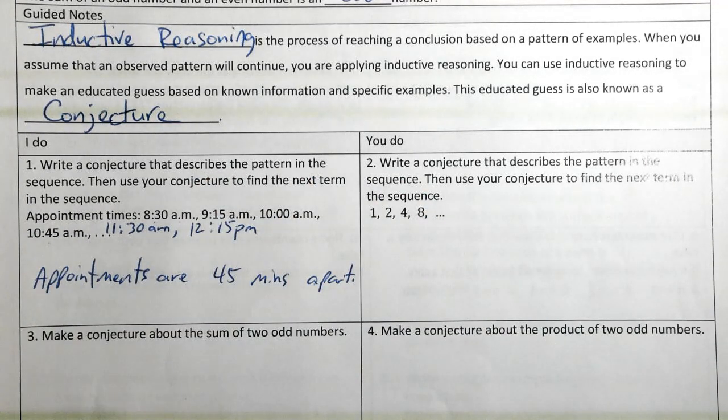Alright, number 2 is a you do. I'm going to pause for 3 seconds, ask you pause the video, try this one on your own, then unpause and compare answers with me. Number 2. Write a conjecture that describes the pattern in the sequence. And then use the conjecture to find the next term in the sequence.